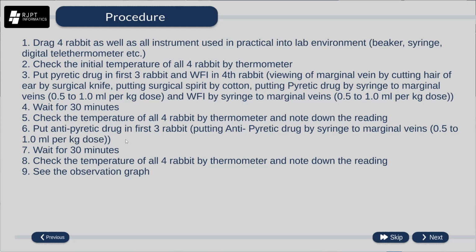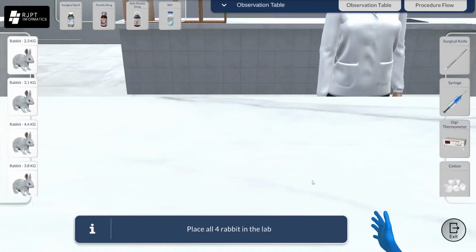Then we will give the antipyretic drug to the first three rabbits by syringe into a marginal vein, at 0.5 to 1 milliliter per kilogram dose. Then again, we will wait for 30 minutes, check the temperature of all four rabbits by thermometer, and note down the readings. And then we will see the observation graph. So this is the procedure part, and now we will perform our experiment in our RJPT Informatics Simulatory Laboratory.